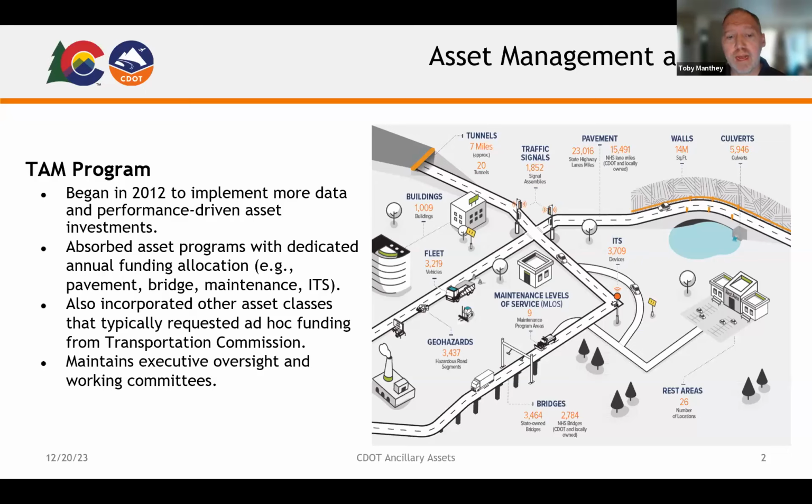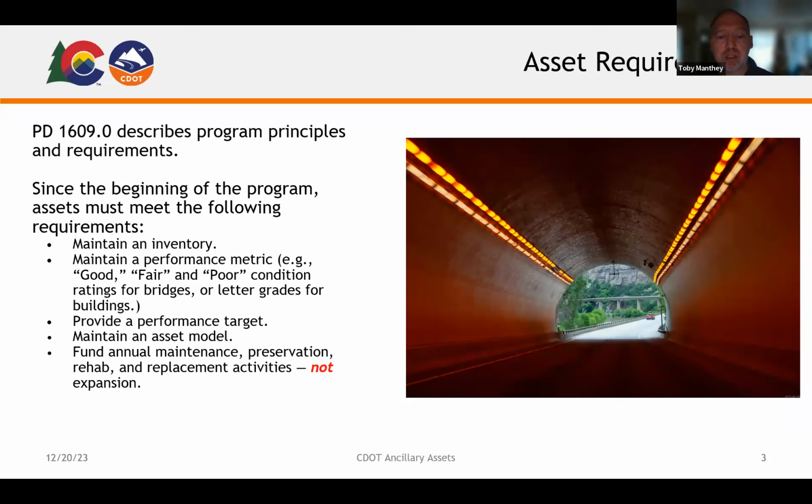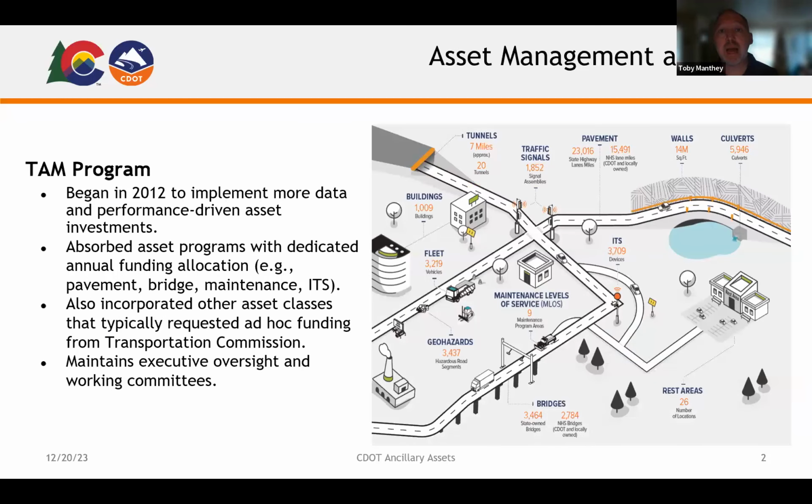You can see that we have 12 asset classes and we've been in operation for 11 years now. In addition to pavement and bridges, we focus on culverts, walls, tunnels, and road equipment like snowplows. We also have ITS devices, geohazards, maintenance, and traffic signals. And finally, we have Hope's 2 asset classes, which are buildings and rest areas. Our overall TAM budget is about $800 million a year, but even with all of those 12 asset classes, more than 85% still goes to the 3 big asset classes of pavement, bridge, and maintenance. So that's how our funding is structured.